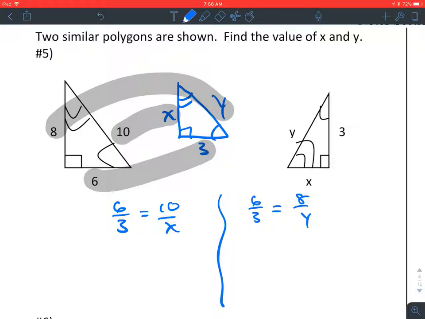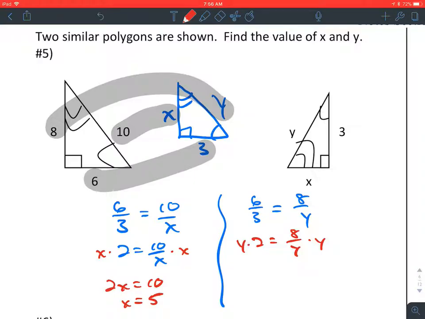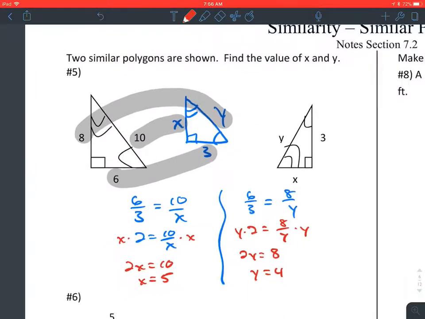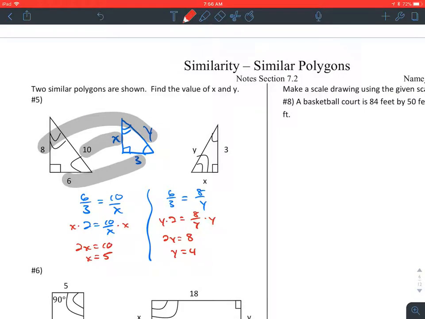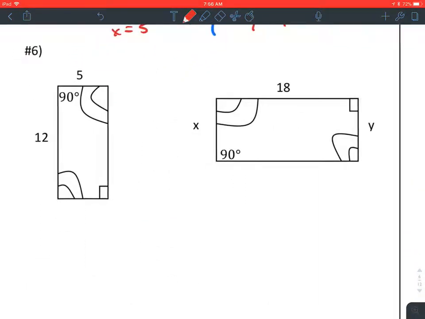The fraction 6 over 3 reduces to 2. If I wanted to multiply both sides by x to get rid of my fraction, I get 2x is 10. If I divide both sides by 2, we get x is 5. If I do a similar thing on this fraction, I'm going to get 2 is 8 over y. If I multiply both sides by y, I get 2y is 8. Divide both sides by 2, and I get y is 4. So find the value of x and y, 5 and 4, done.